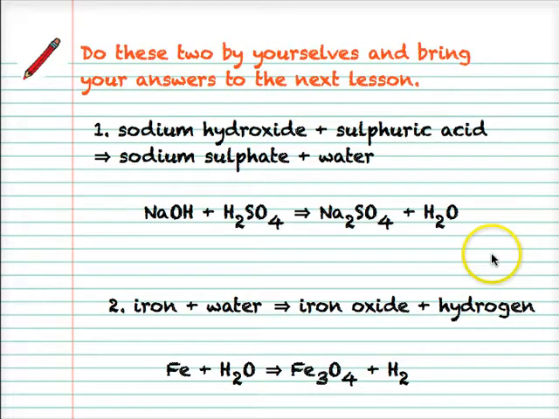So now it's over to you. Now I want you to do these two by yourselves, bring your answers to the next lesson. So we've got sodium hydroxide plus sulfuric acid, gives us sodium sulfate plus water. This is the chemical equation, balance that. And the second one, iron plus water, gives us iron oxide plus hydrogen, iron oxide being a form of rust. The symbols Fe plus H2O gives us Fe3O4 plus H2. So do those yourselves, please, balance them, and bring your answers to the next lesson.